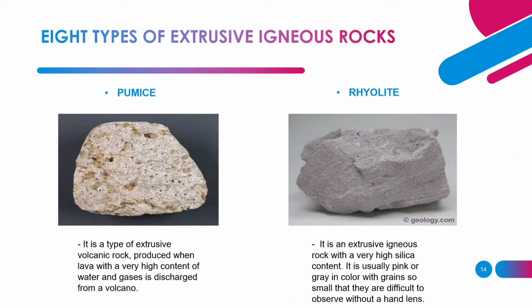Rhyolite is an extrusive igneous rock with a very high silica content. It is usually pink or gray in color with grains so small that they are difficult to observe without a hand lens. Rhyolite is made up of quartz, plagioclase, and sanidine, with minor amounts of hornblende and biotite.